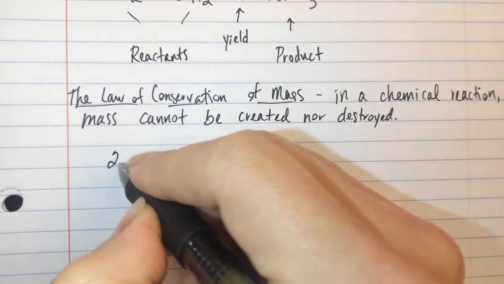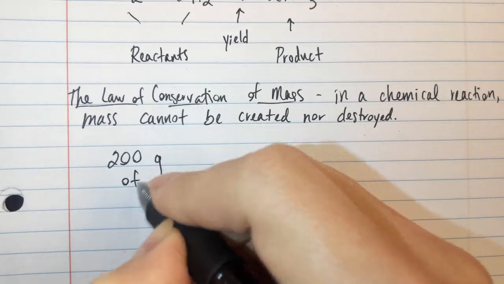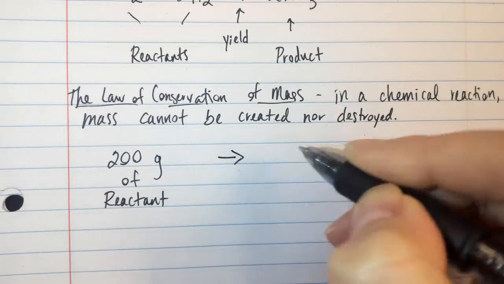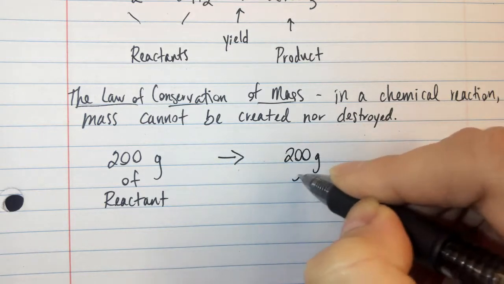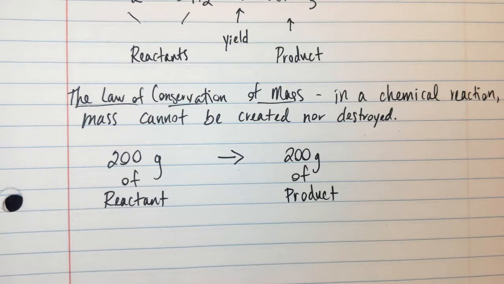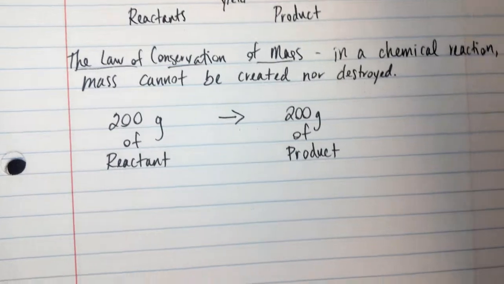So I have 200 grams of reactant, and that will equal 200 grams of product. Or if I have 400 grams, that's going to equal 400 grams. The amount that I begin with, I will always finish with. Okay? So a test question could maybe look like this.